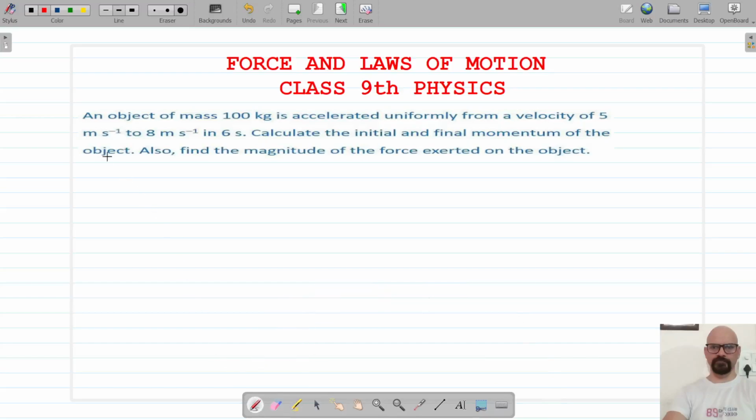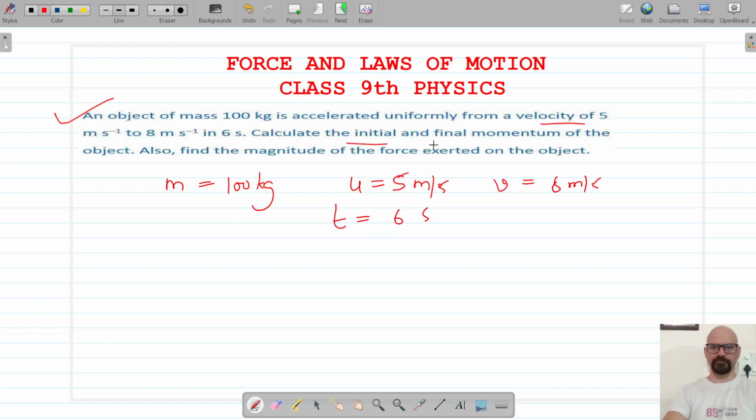Okay, the next question is: given that an object of mass 100 kg is accelerated uniformly from a velocity of 5 meter per second to 8 meter per second. That is, initial velocity is 5 meter per second and final velocity is 8 meter per second, and the time is 6 seconds. So we have to find the initial and the final momentum.